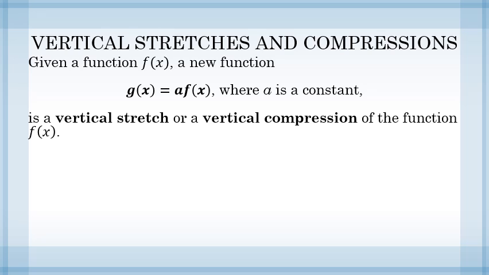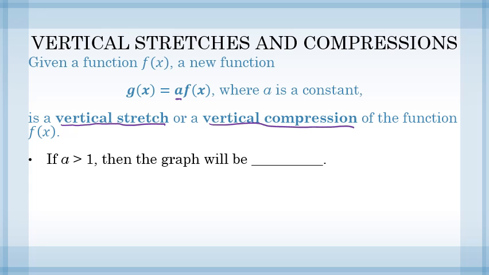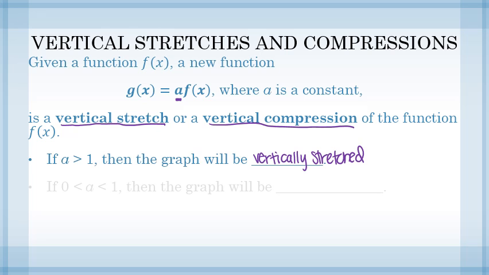In the last exploration, you should have seen that when you have a constant multiplied by your function, you're going to be creating either a vertical stretch or a vertical compression. If your a value is greater than 1, so if you're multiplying your function by a value that's larger than 1, then your graph will be vertically stretched. If your a is between 0 and 1, then the graph will be vertically compressed.